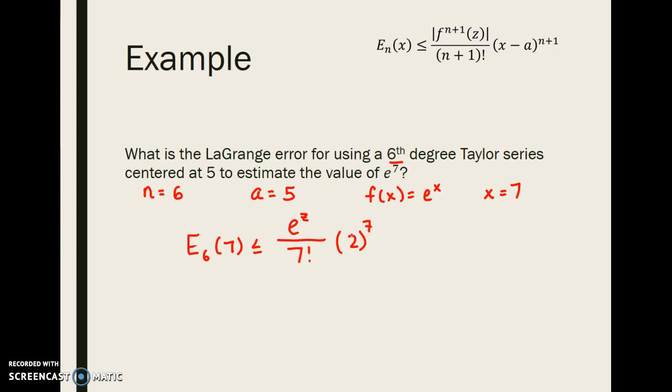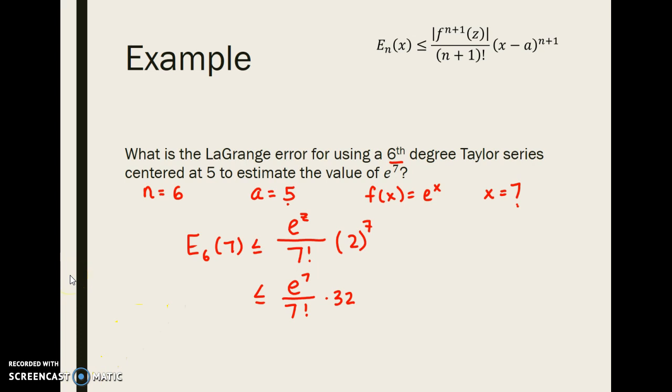Okay. Now, z has to be between 5 and 7, and we want it to be as large as possible. So we're going to use 7 because that would make e to the z as large as possible. So e to the 7th divided by 7 factorial times 2 to the 7th, or 128, is going to be our error bound for this polynomial.